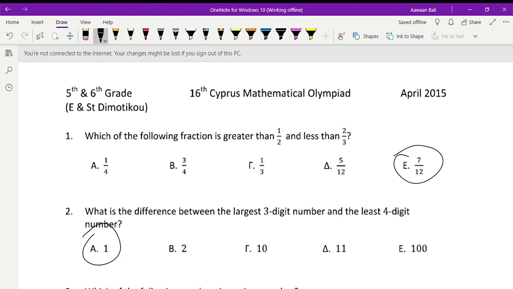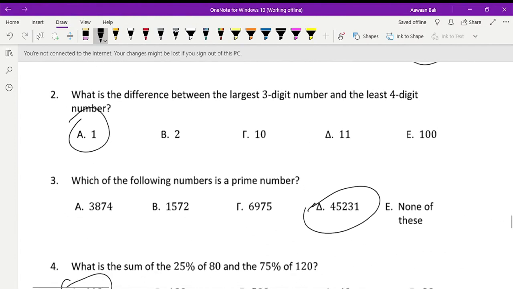So we know a half is 6 upon 12, and 2/3 is actually 8 upon 12, which means there will only be one number in between. That would be 7 upon 12. So therefore the answer is eta, 7 upon 12. Really easy, right? Okay. Now question number 2.